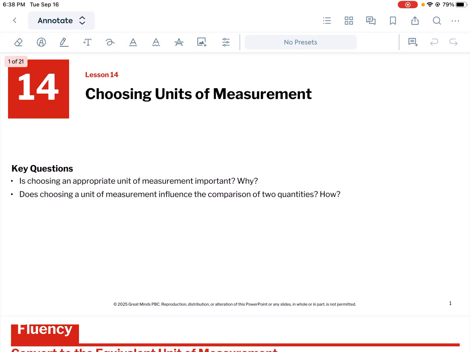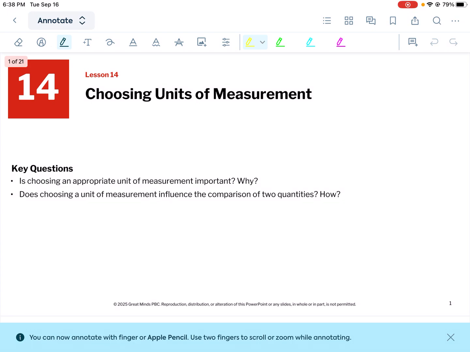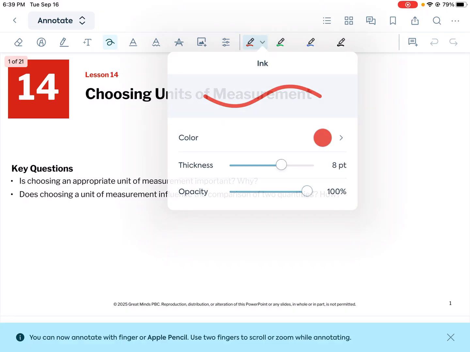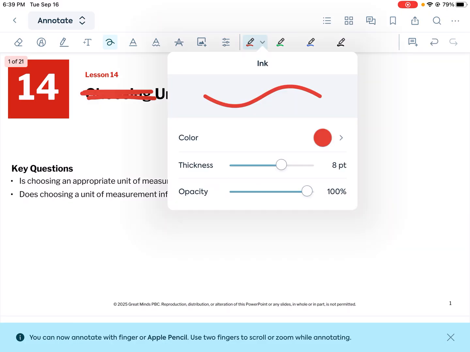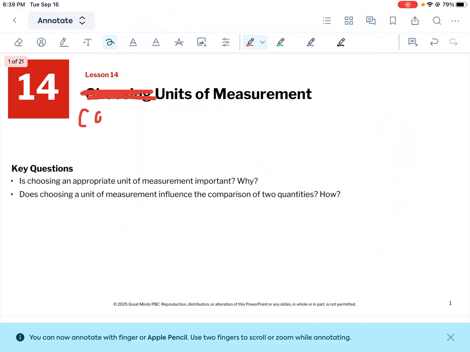First things first. We're going to cross out that word choosing, and we're going to replace it with converting. There's no such thing as choosing units of measurement.